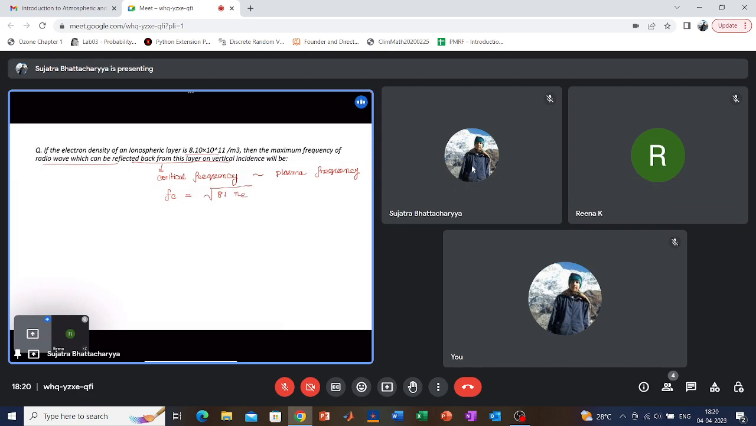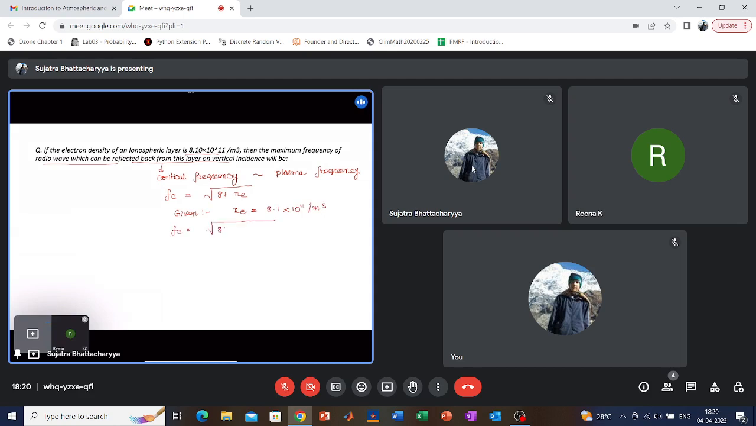But Ne should be in per meter cube. And it is given in per meter cube, so we don't need to change the centimeter cube to meter cube again. Therefore, given here, let us write that Ne is 8.1 into 10 to the power 11 per meter cube. So this critical frequency is just a one line formula.